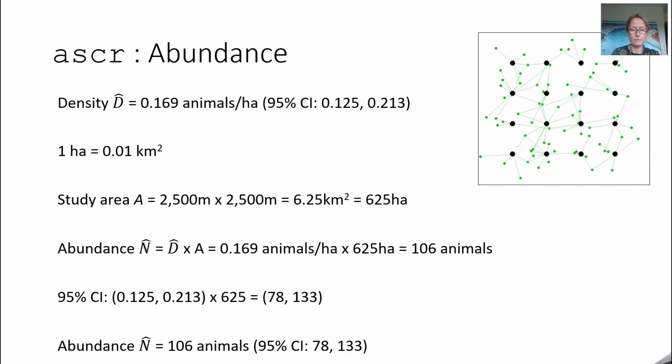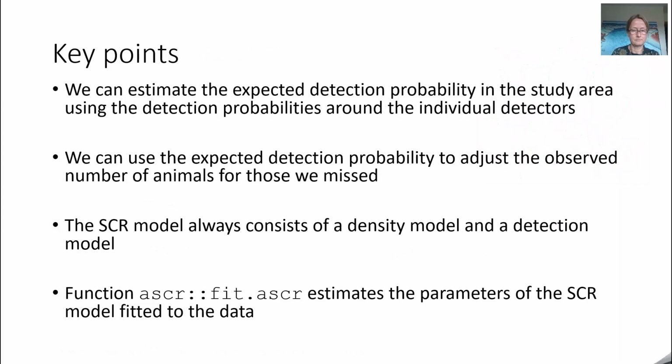How did we do? You might remember that the total number of animals was 100. So our estimate of 106 is pretty close, and our confidence interval overlapped 100, which is important. So the true value of abundance was within the confidence interval. That's the part to look out for here. Of course, in reality, you don't know what the true number is, but in this case, we can check it and see if there's any potential issues here with this analysis.